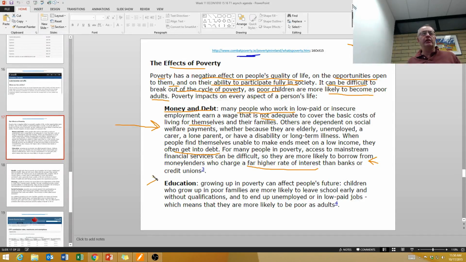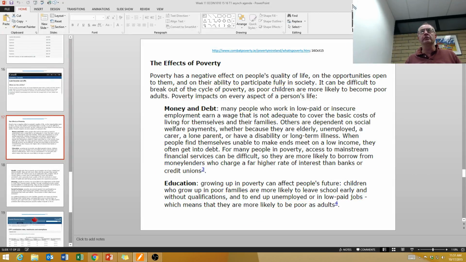Okay, so what else? What's another consequence of poverty? Low income levels, low education levels. So growing up in poverty can affect people's future. Children who grow up in poor families are more likely to leave school early and without qualifications and end up either unemployed or in low-paid jobs, which means people from low-income families are more likely to remain poor when they're older. So poverty is generally no fun.